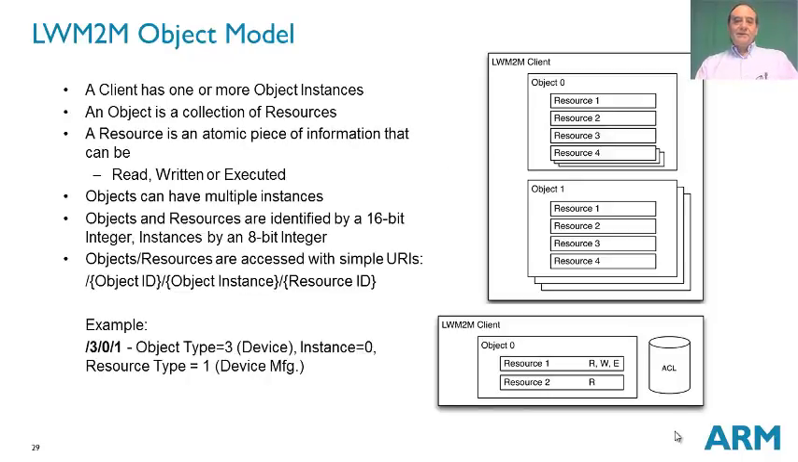Lightweight M2M also provides an object model, which is a way to encapsulate resources using the REST API. So within a Lightweight M2M client, which is the sensor device or actuator device, there are a number of objects, and each object contains a number of resources. And resources are the endpoints that can be read, write, and execute. And objects can have multiple instances. There can be multiple instances of an object, and there can be multiple instances of a particular resource as well.